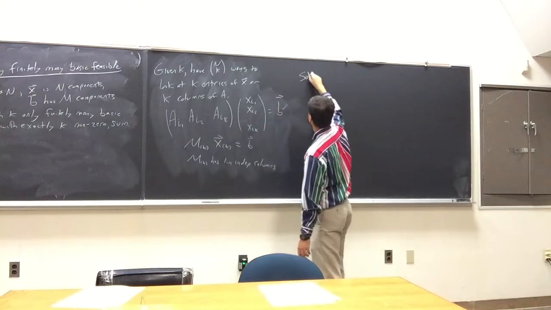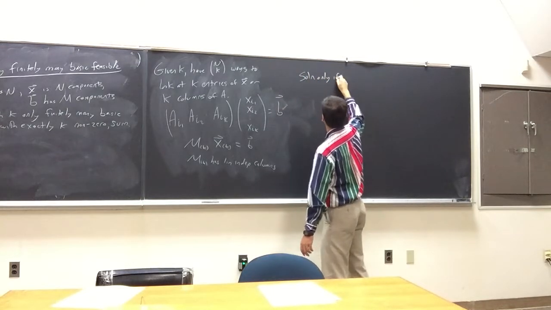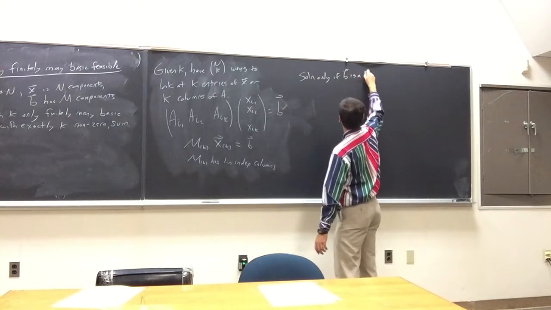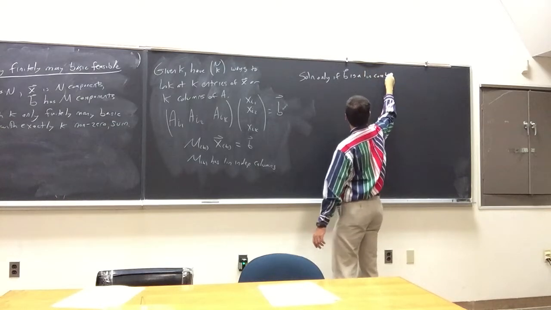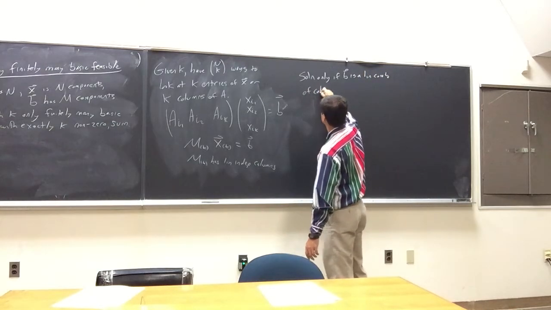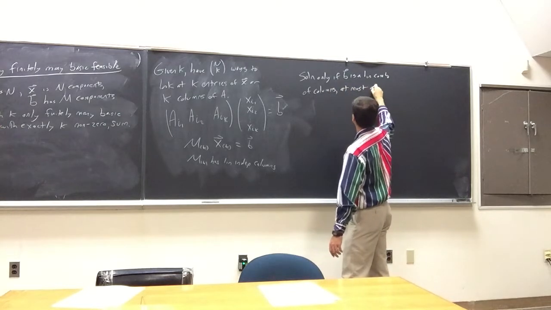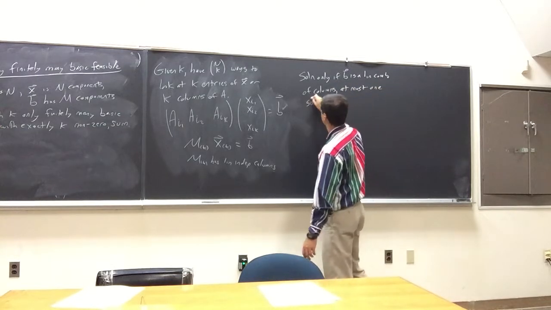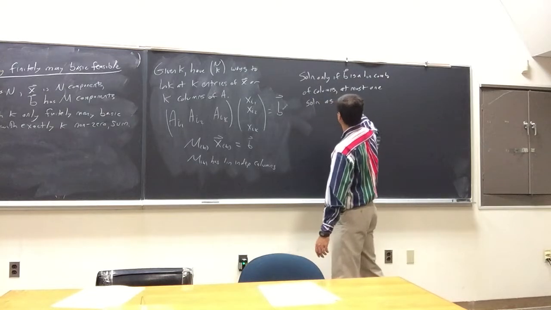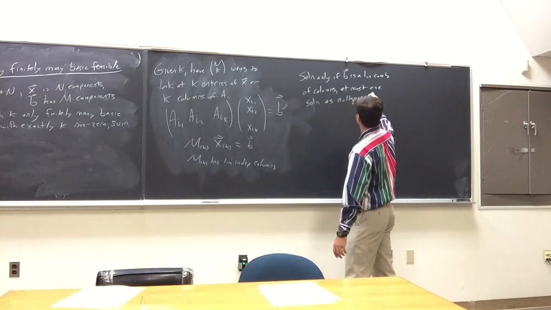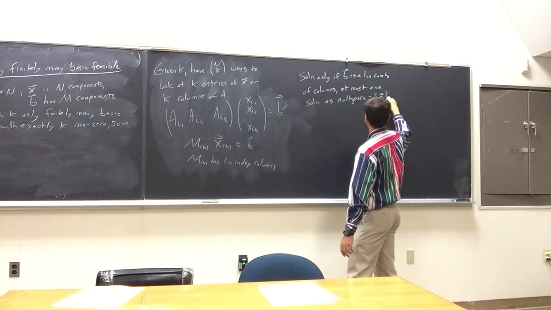So solution only if B is a linear combination of columns, at most one solution, as null space is just equal to the 0 vector.